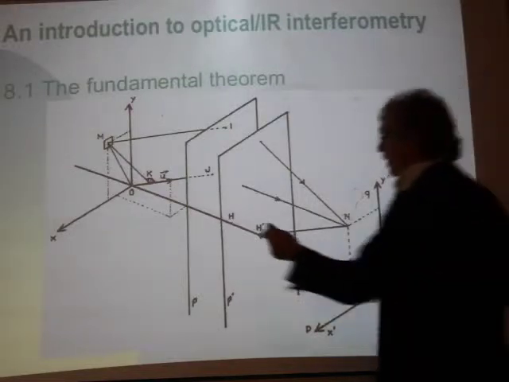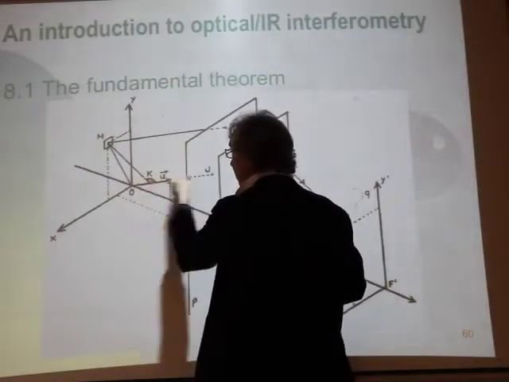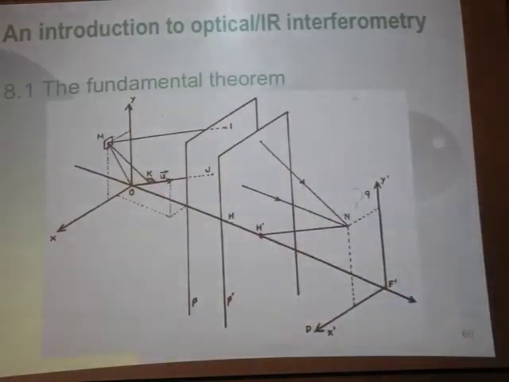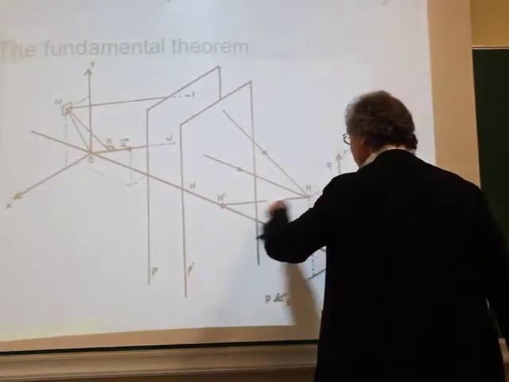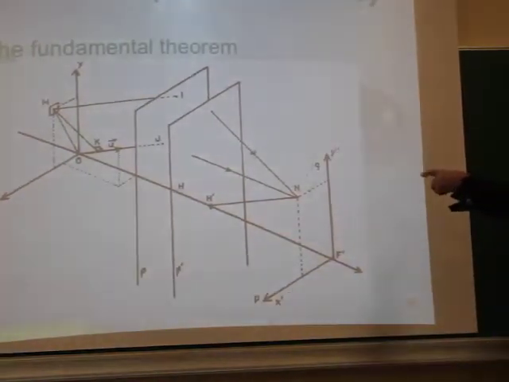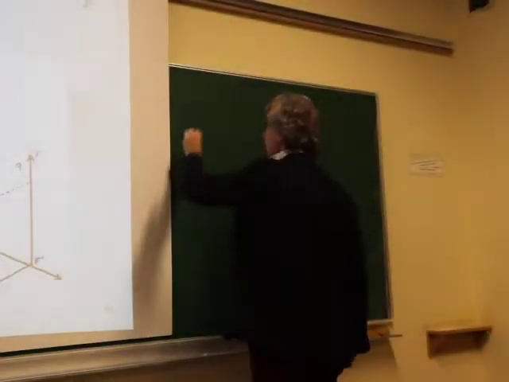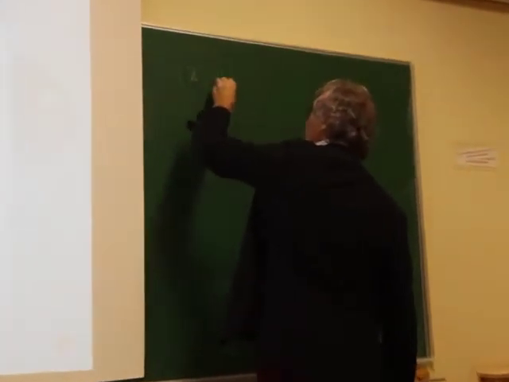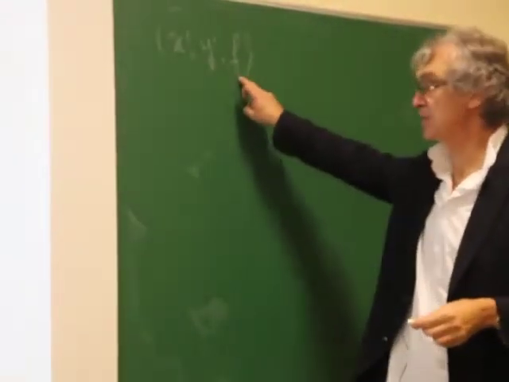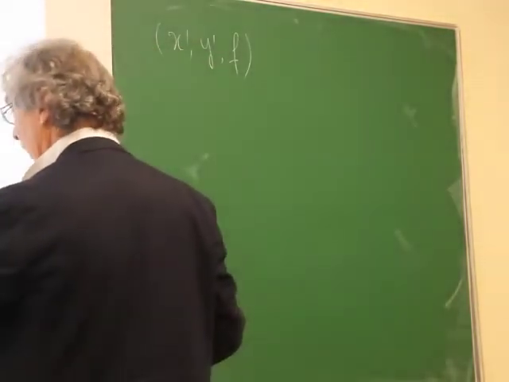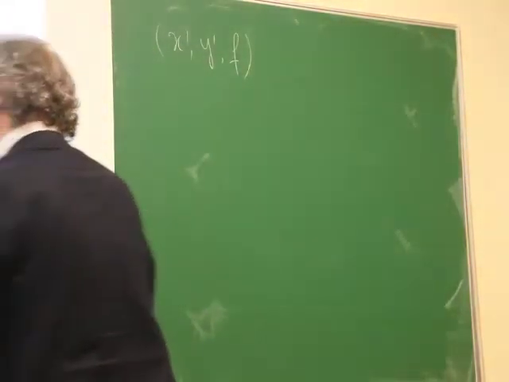Now, this is a unit vector u, oriented in that direction. How could I define its coordinates? Well, it's very simple. I know that this vector u has the same direction as the line H prime N. So I know that the coordinates will be something like x prime, y prime, and f. This is the x, y coordinates, and this along z. So x prime, y prime, and z.